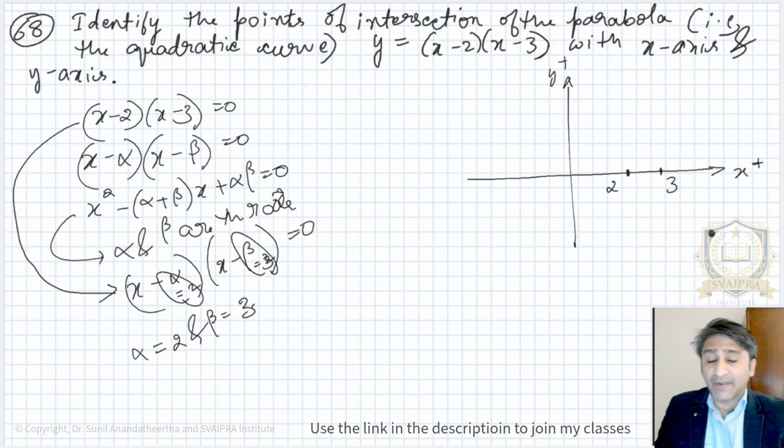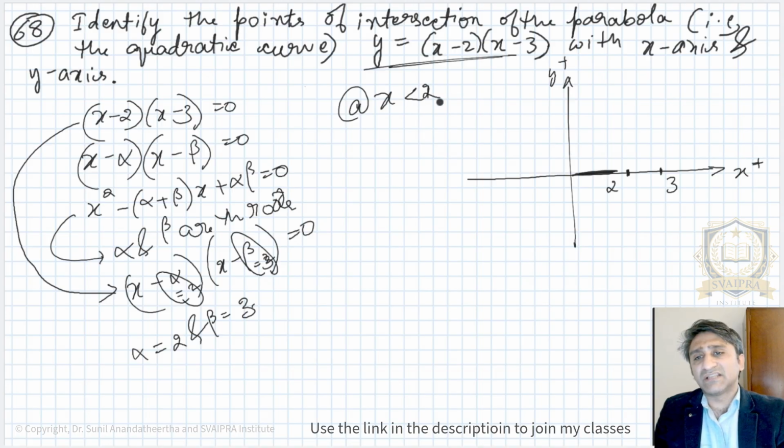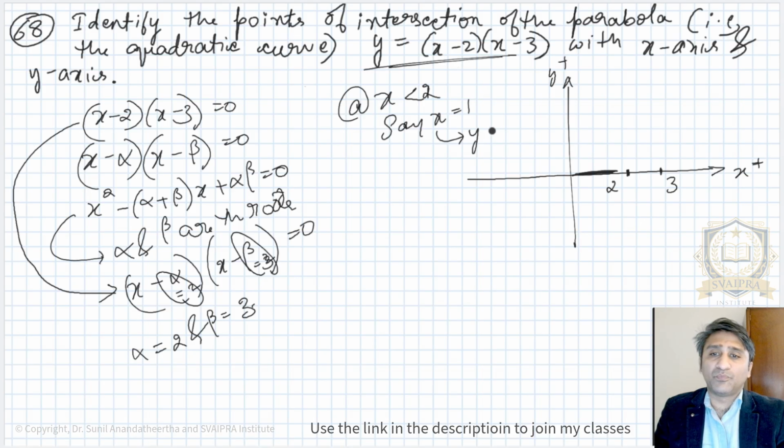So let's have a look at positive values of x. Does this equation give us positive values of y? Not necessarily, isn't it? But let's see what is going to happen at a value of x less than 2. That means I'm looking at this domain, x less than 2. Say x is equal to 1. So at x equal to 1, y is positive, right?